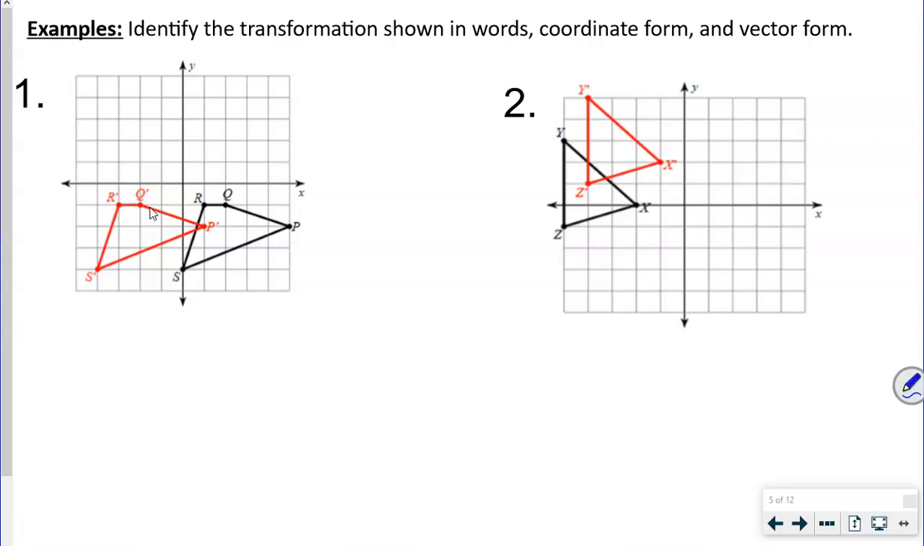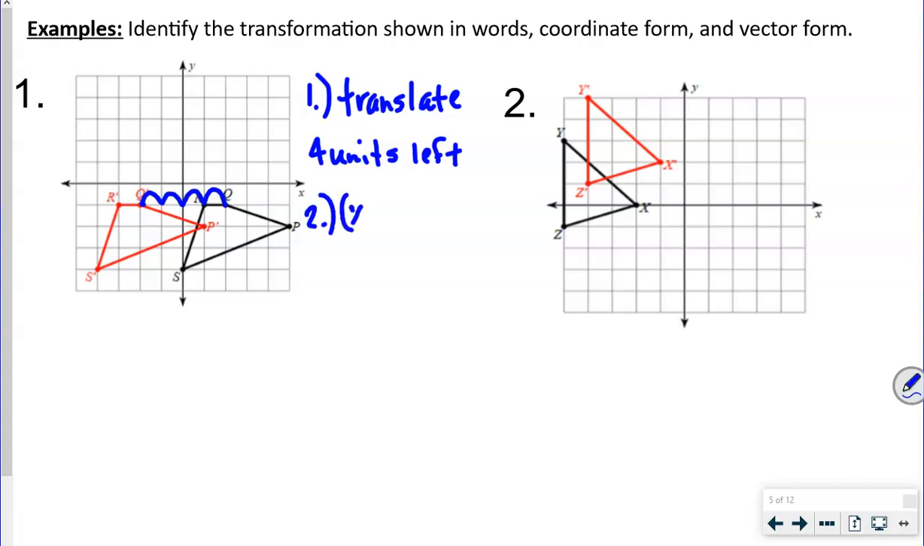Okay, so let's look at this. So we're going from Q, 1, 2, 3, 4, left. So the first thing we're going to write is that it translated 4 units left. Okay? Now, we're going to write that in coordinate form. So we're going to write (x, y) changes to, did it move left or right? It moved left by 4, right? So we're going to write this as x minus 4, and we didn't change up or down, did we? So we're not doing anything to y.